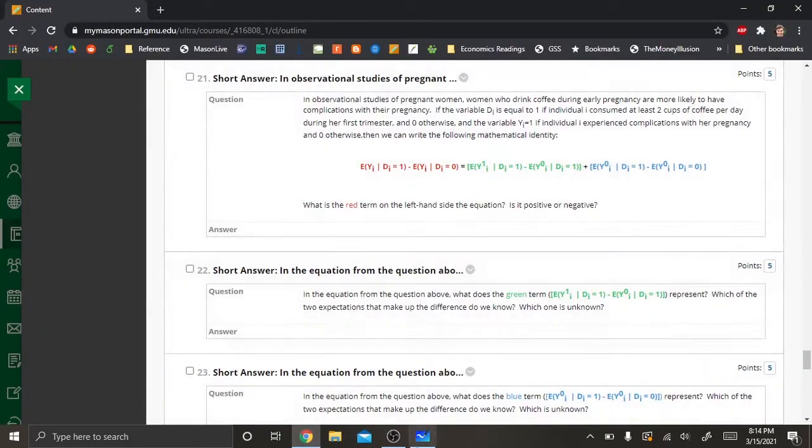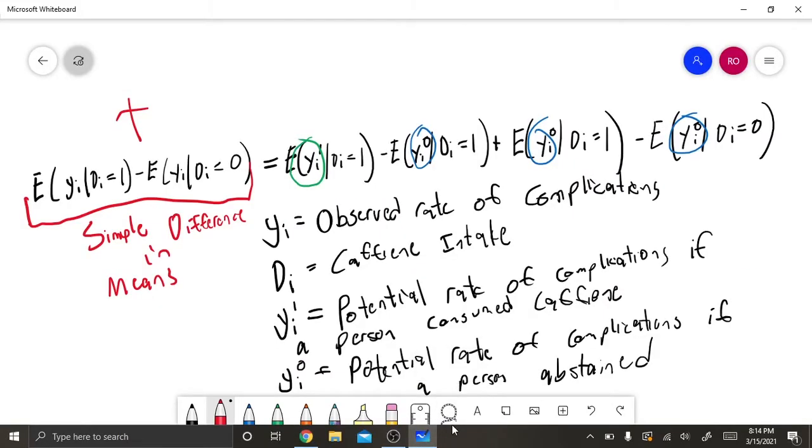Okay, so for the next one, we're moving on to this green term. Okay, this is the outcomes, the rate of complications for people who drank caffeine, minus what their complications would have been if they didn't drink coffee. In other words, this is a real causal effect, right? We're subtracting one potential outcome from another, and this is the average treatment effect on the treated. Okay, this is the causal effect. This is what we're really after if we're looking to give pregnant women advice on whether or not they should drink caffeine. Okay, and which of these do we know?